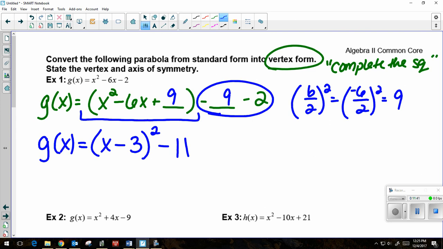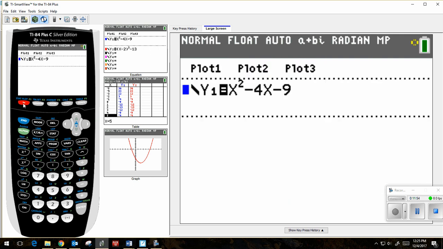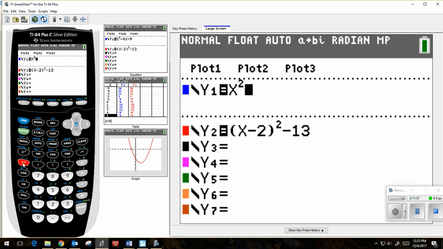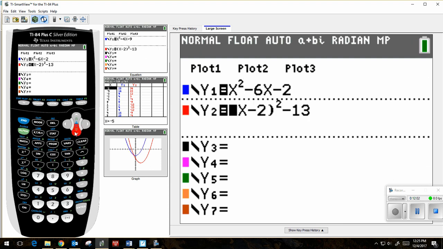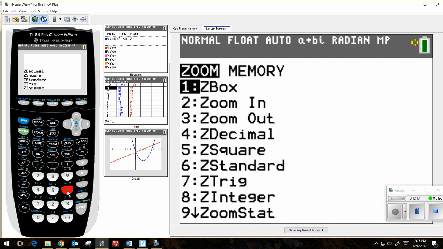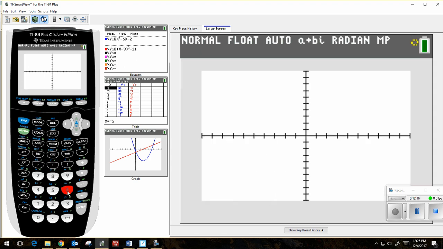Now, before I continue and state the vertex and the axis of symmetry, you can check your work. In order to check, you can put this into y1 and put this into y2 to make sure they're the same. So in my calculator, I can go back and type in x squared minus 6x minus 2. And then in y2, I can type in parentheses x minus 3 squared minus 11. And then I'm going to hit zoom 6 because I want to go back to that original window, because I always like to go to the original window first.